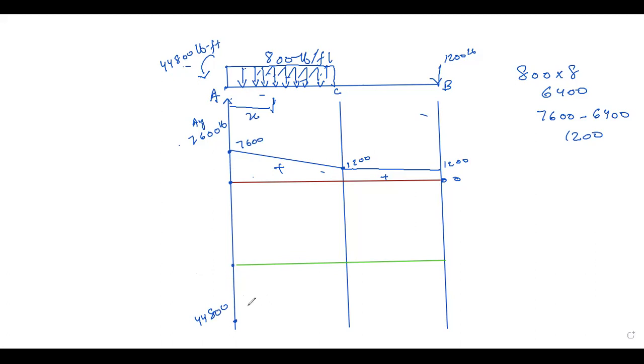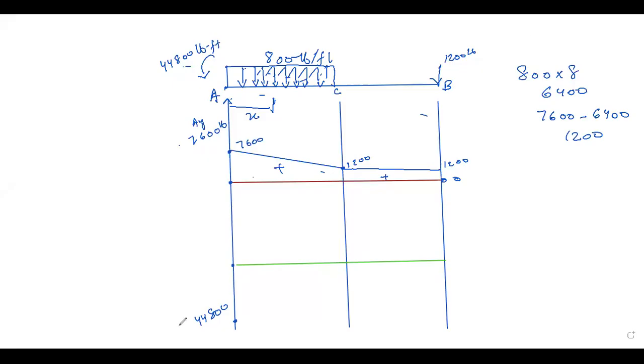Keep one thing in mind: when we have no load or a point load, we use a first degree line, a straight line. But when we have any load, UDL or varying distributed load, that is VDL, we use a second degree line, that is a curved line. Always remember this. So now we have to draw the bending moment diagram for this figure.